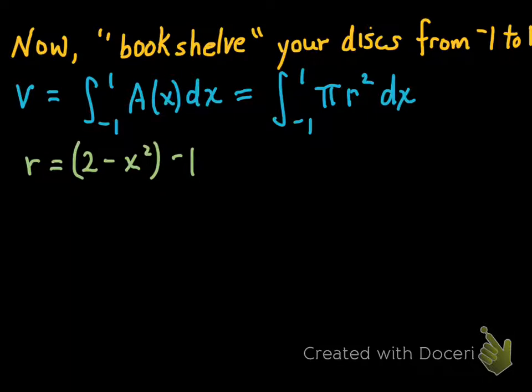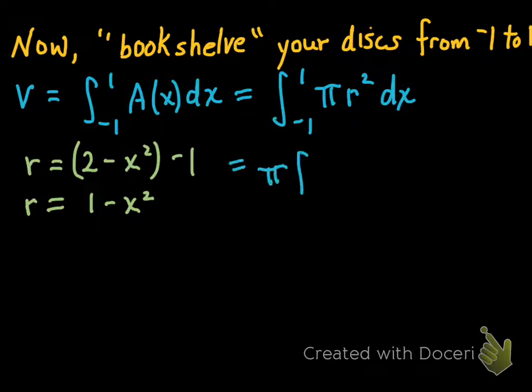It looks like I'm going to have negative x squared plus 1, since 2 minus 1 is just 1. Okay, so negative x squared plus 1, or write it as 1 minus x squared, will be a little cleaner as we move forward. So I now know the radius of all those infinite number of circles moving from left to right. And I'm going to plug that radius into our integral.